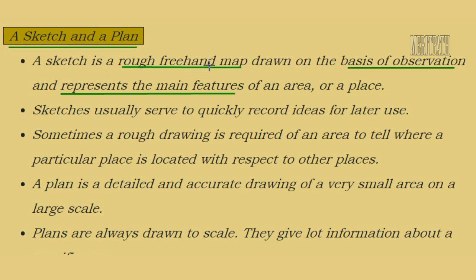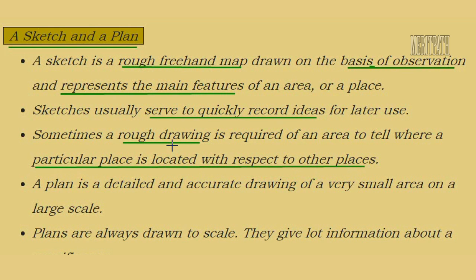So a sketch of the map is nothing but a rough freehand map. That means with your hand moving freely, you can draw a rough sketch, and this is drawn on the basis of observation, and this sketch represents the main features of an area and a place. And how does the sketch benefit us? A sketch serves to record ideas quickly, and then we can save it for later use. That is how sketches benefit us. So a sketch is nothing but a rough drawing, and this helps us to know where a particular place is located in respect to the other places.